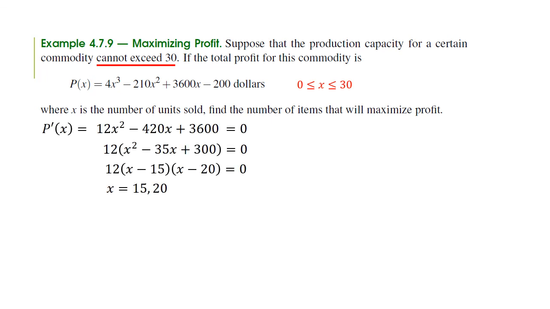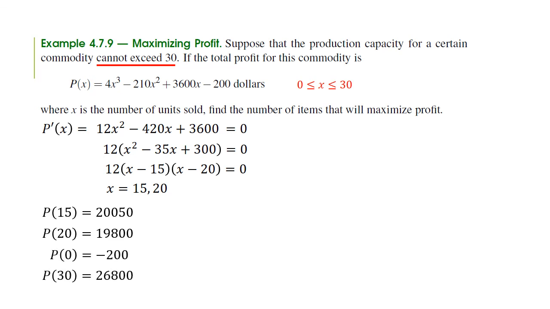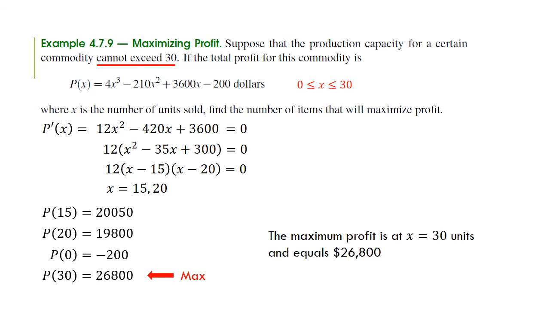Then calculate the values of the profit at the critical values 15 and 20, and the endpoints 0 and 30. We have P of 15 is 20,050. P of 20 is 19,800. P of 0 is negative 200. And P of 30 is 26,800. We can see that 26,800 is the largest value. So the maximum profit is at x equals 30 units and equals $26,800.